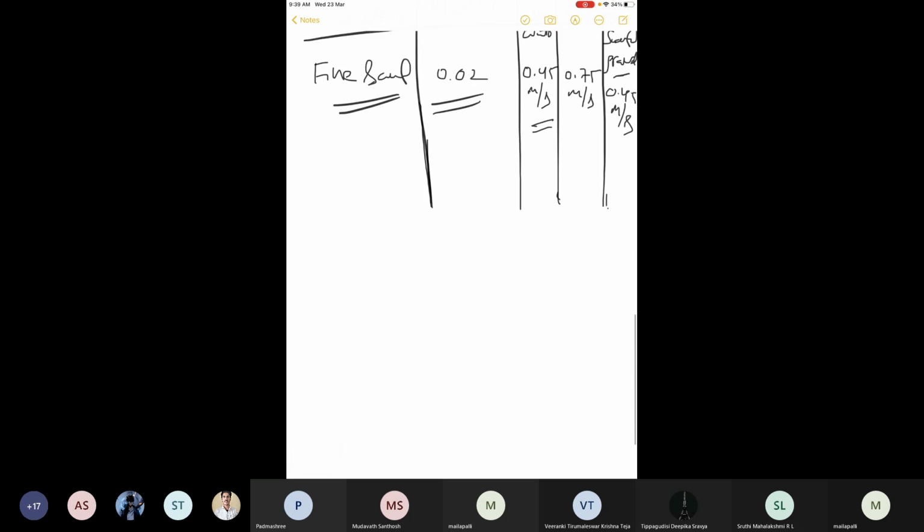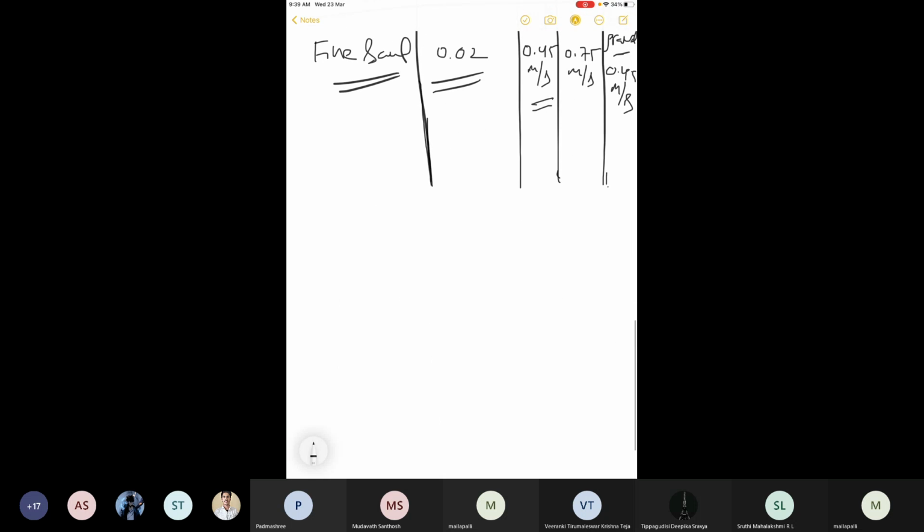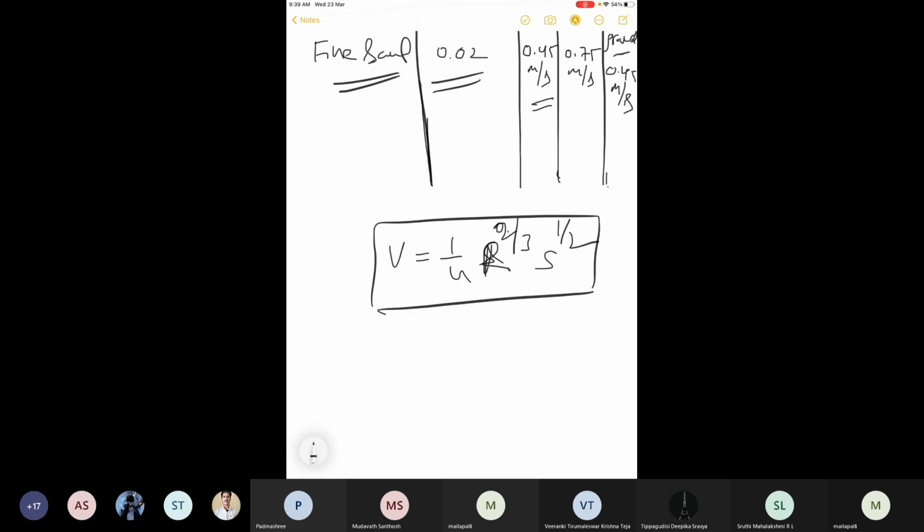That is V is equal to 1 by n, R power 2 by 3, S power half. So this is the Manning's formula. V and n values are known from the soil material, and R is the geometric parameter in a way, that is the hydraulic radius, and S you can find out.